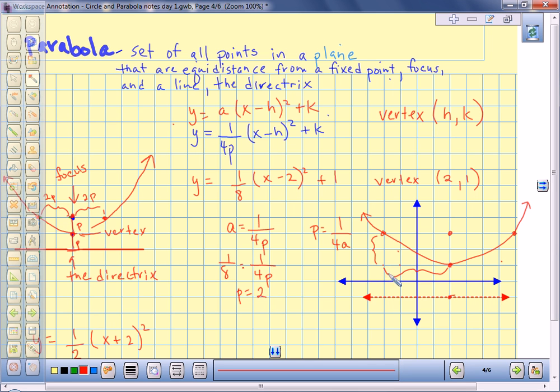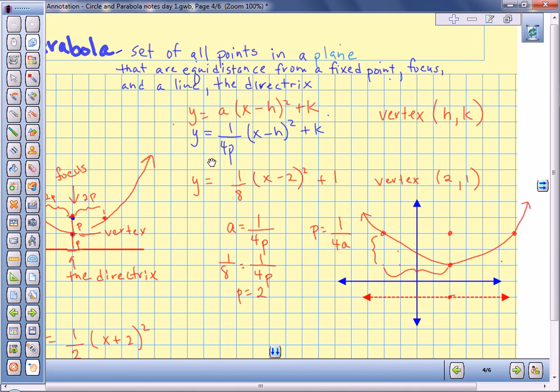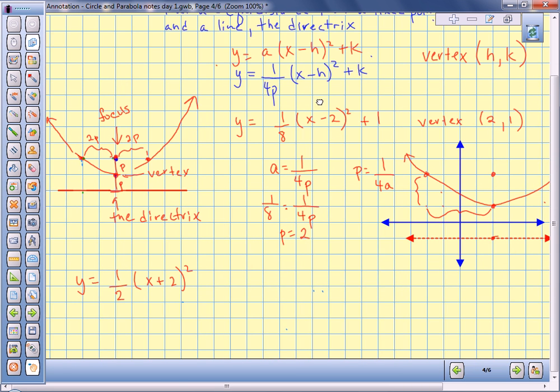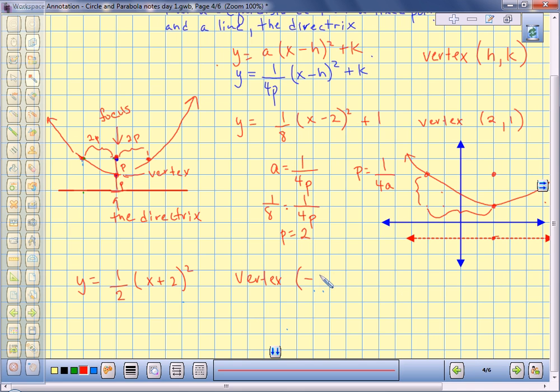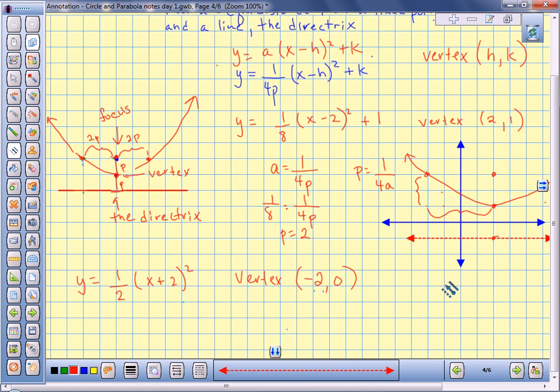So let's take a look at one more here. y equals 1/2 (x plus 2) squared. Where is the vertex? Negative 2, 0. So that's the first thing we will plot on our axis, a point at negative 2, 0. Everybody go ahead and plot that while I'm working on getting mine drawn.